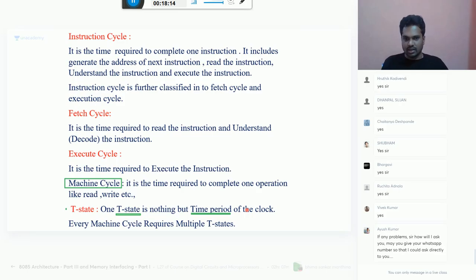Ayush, message me in the Unacademy app once. I will reply to you. We'll discuss there.